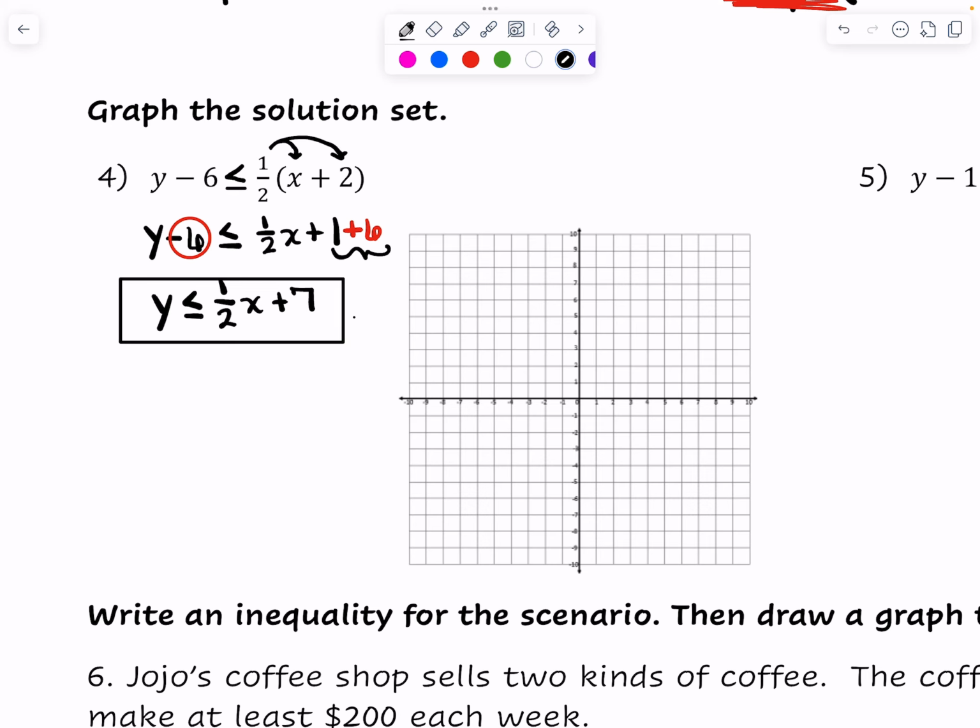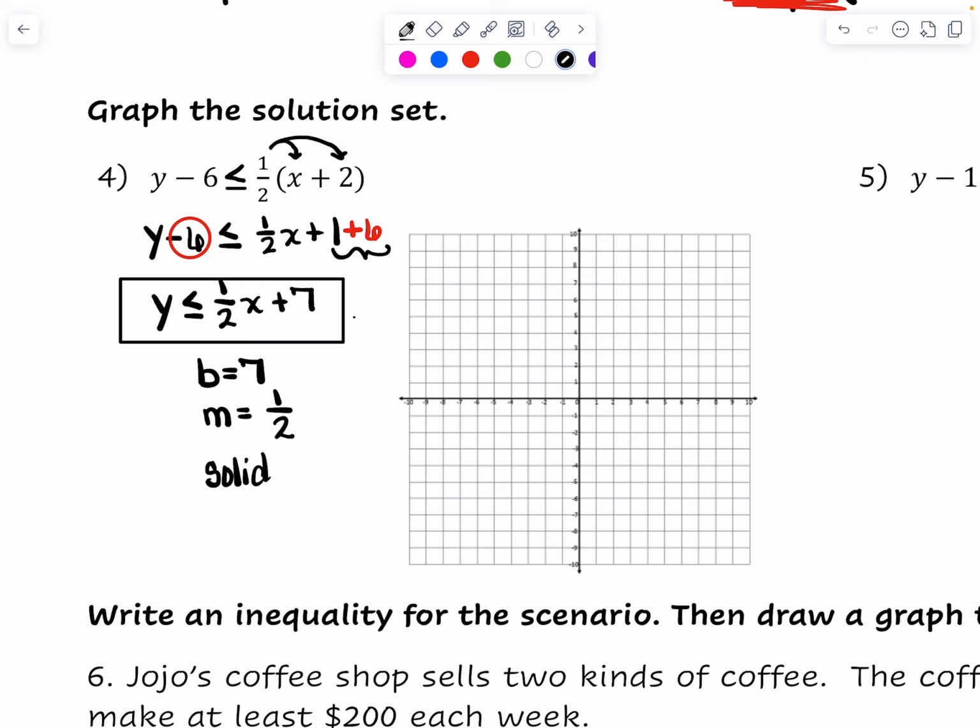Now we can look at all of that and determine all the pieces that we need. So b is the y-intercept. That's where we're going to start graphing from. We're going to use that y-intercept to graph the slope, positive 1/2. I also know that because it is less than or equal to, this is going to be a solid line that we're going to graph with.